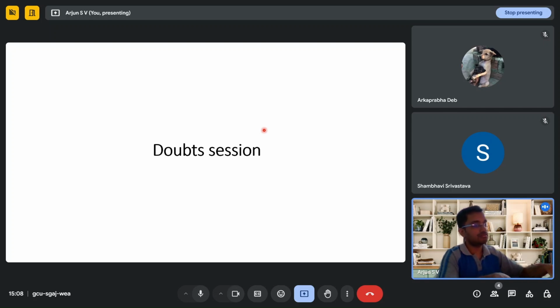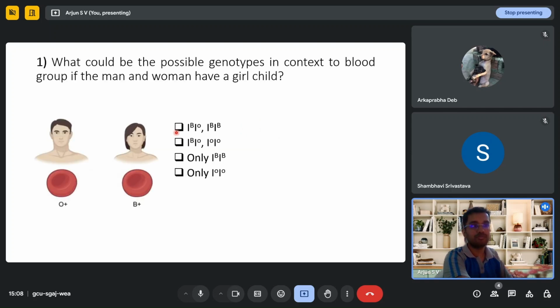Actually, maybe I'll just go on to solve the problems one by one itself, and then we can have a demo session later as well. So I'll quickly jump into these problems. These kinds of problems are very straightforward.